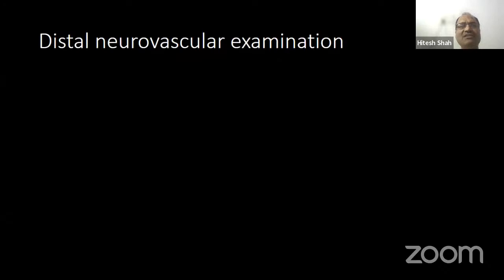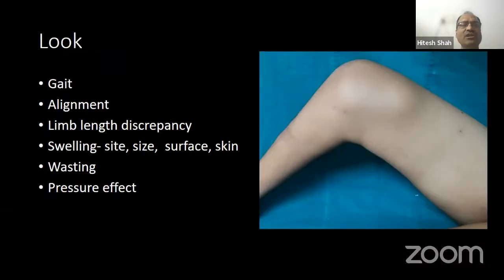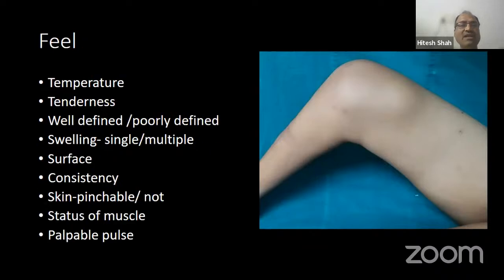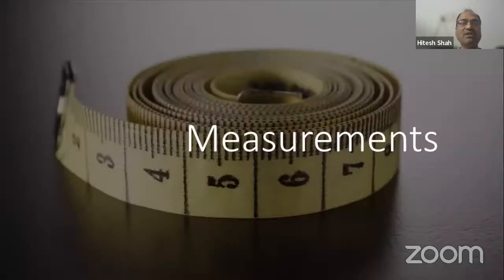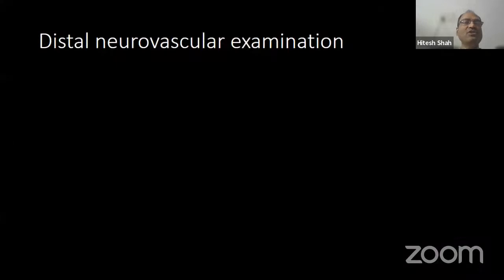So coming back to this case, if you see, this child was walking normally, alignment was normal, limb length discrepancy was no. There is a 4x4 size swelling, surface was smooth, skin is normal, no wasting, no pressure effect, no tenderness. It's a well-defined swelling, the surface is smooth, the consistency is bony hard, deep-seated from the medial aspect of the distal femur, skin is pinchable, and it's below the adductor magnus. The palpable pulsation is not pulsatile. So the distal neurovascular status is normal.